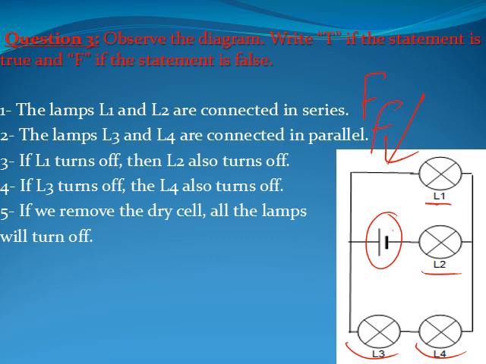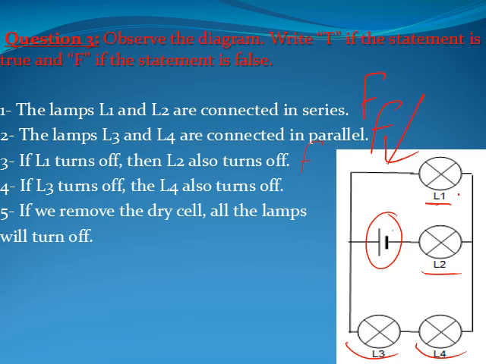If lamp L1 turns off, then L2 also turns off. L1 and L2 are connected in parallel. So whenever L1 turns off, L2 won't turn off because we have more than one path. So the statement that if L1 turns off, L2 also turns off is false.